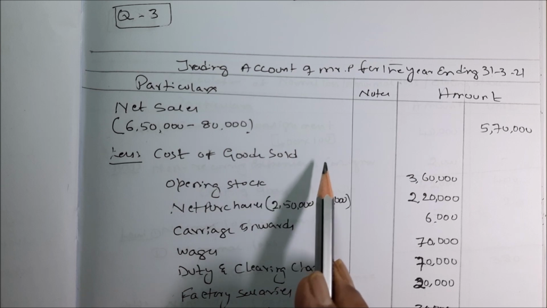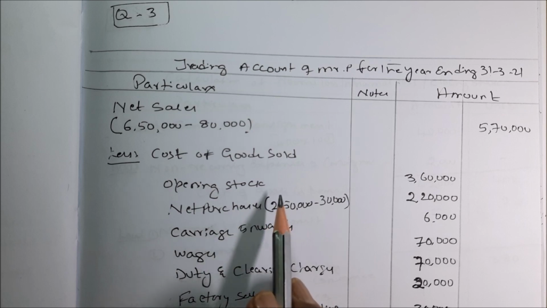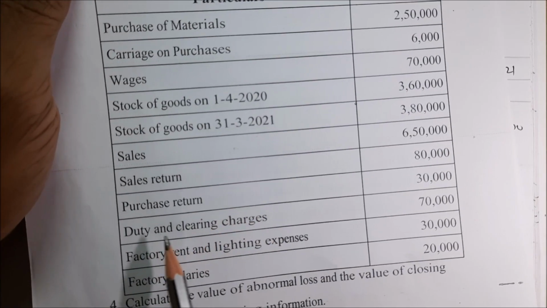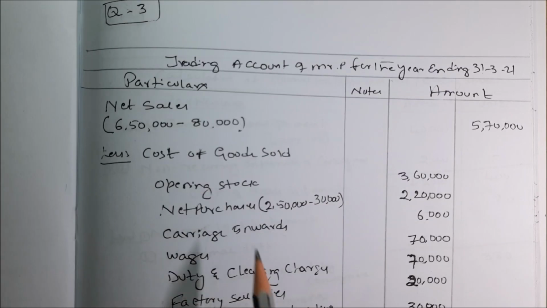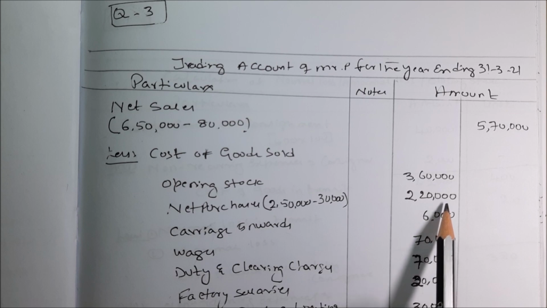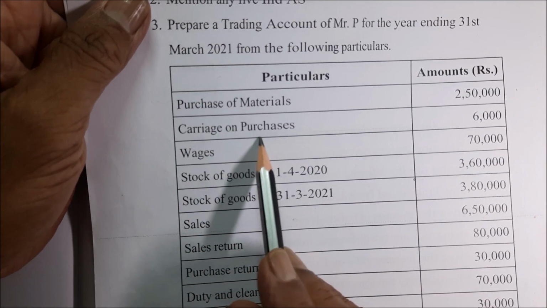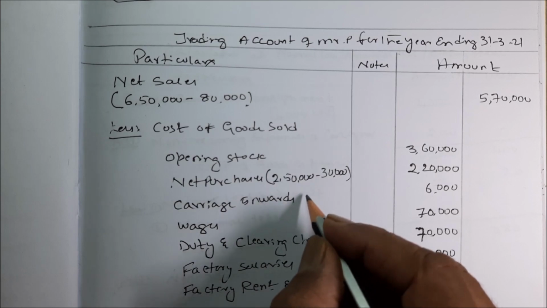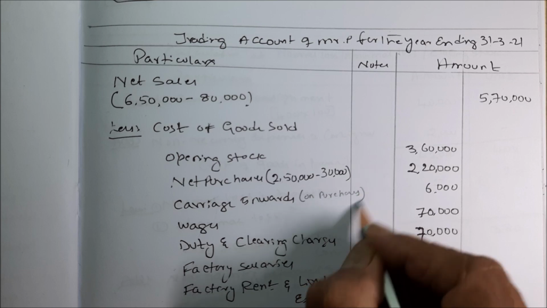Less cost of goods sold. So cost of goods sold, what is the expenditure incurred for that? Opening stock 3,60,000. Net purchases: purchases of material is 2,50,000, purchase returns is 30,000. So 2,50,000 minus 30,000 comes to 2,20,000. Carriage inwards is 6,000. Carriage inwards means carriage on purchases. Carriage on purchases and carriage inwards are one and the same, just different names. You can say carriage on purchases for your reference.